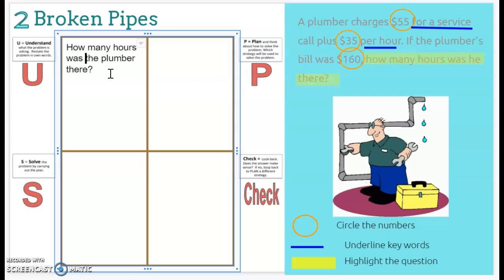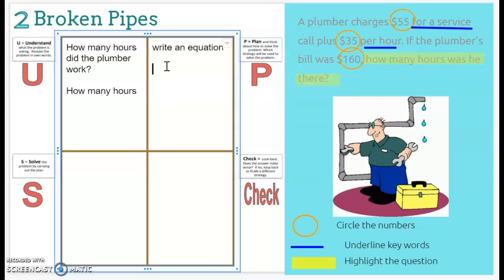So we could do that. How many hours instead of was he there? How many hours did the plumber work? So we could put that on there as well if we wanted to rephrase it in a different way. Either way, we're looking for how many hours. That's what we're looking for. So now our plan is we're going to write an equation to figure it out.